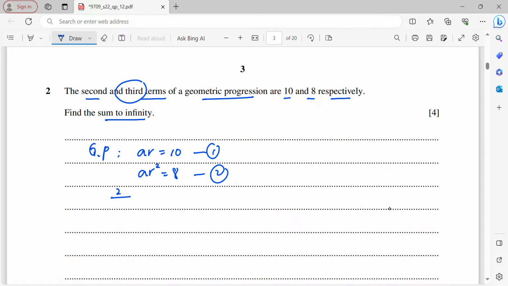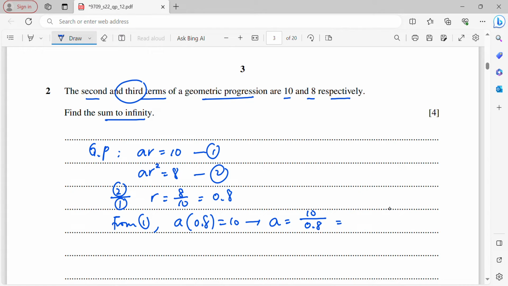So second equation divided by first equation. When you divide, a cancels off, r^2 over r will be just r. Then 8 over 10, that means my r is going to be 0.8. Now to get a, from the first equation, a times 0.8 equals 10. That means a is 10 divided by 0.8. Therefore, you will be getting 12.5.